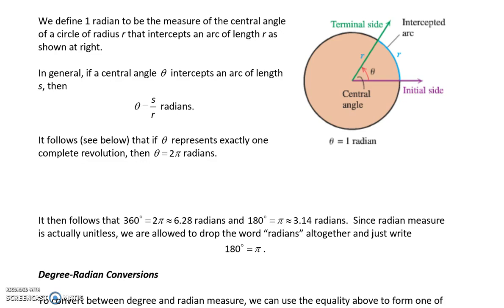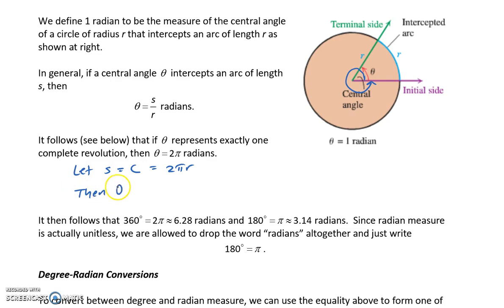Let me show you how this follows from the formula or definition theta equals s over r. If theta represents exactly one complete revolution, so in other words, we're talking about an angle, this is our central angle, one complete revolution, then the arc length is the entire circumference of the circle. So let's let s, the arc length, be the circumference C, and we know from geometry that the circumference of a circle is 2 pi times the radius.